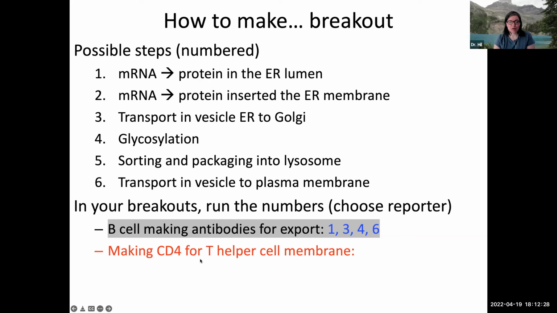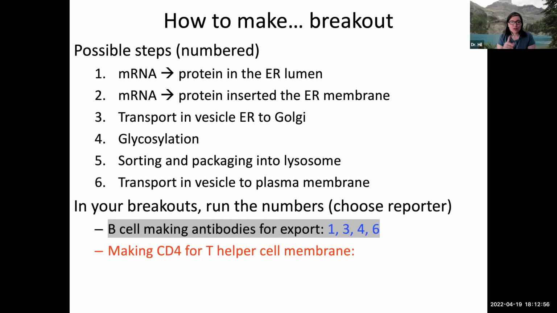But what your goal is now, you're a T cell. You're a T helper. One of the things in the membrane of T helper cells is proteins that belong to the CD4 complex. So imagine you're trying to make proteins for the CD4 complex. They're going to reside in the T helper cell membrane. You need the endomembrane system to get those proteins to the surface and embed them in the membrane.